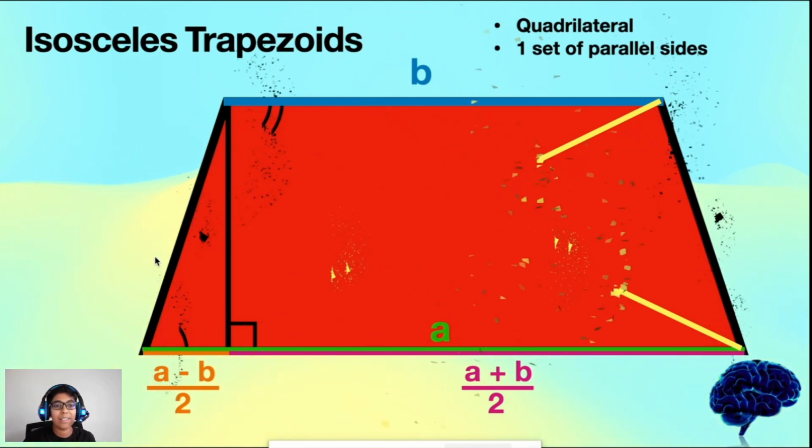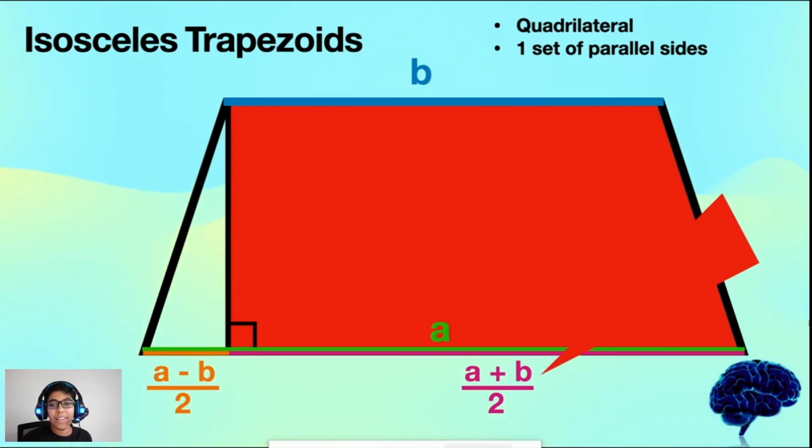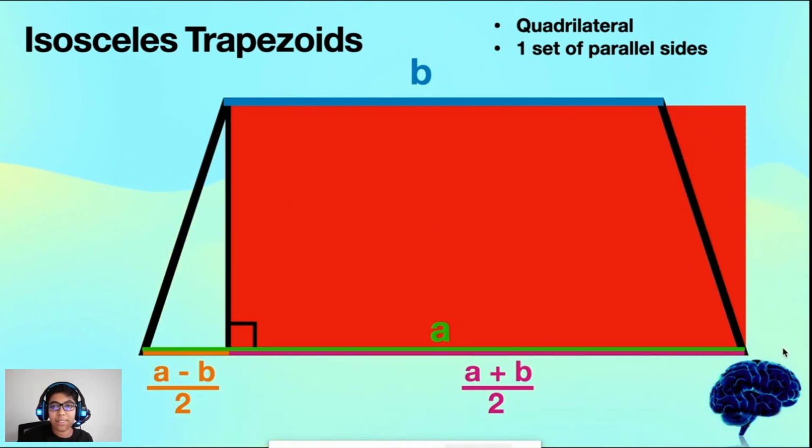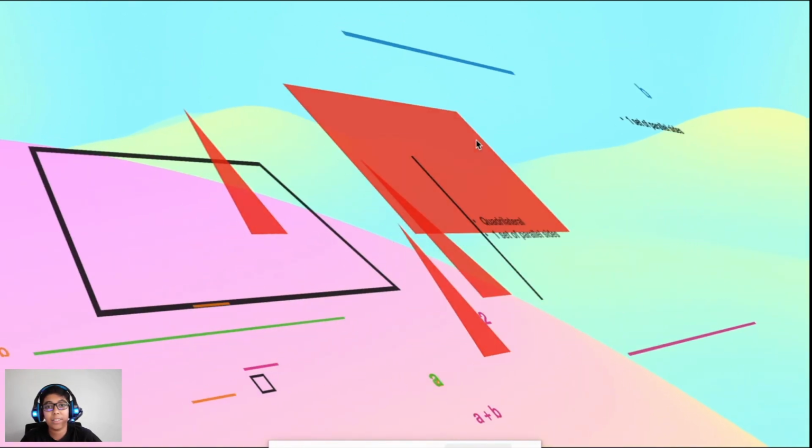And we can prove that. Clear the stage a bit. We can just take this triangle and move it over there and do a little flipping. And we have a rectangle that's (A plus B) over 2 times height, which is the area we just moved apart, right? That's isosceles trapezoids in a nutshell.